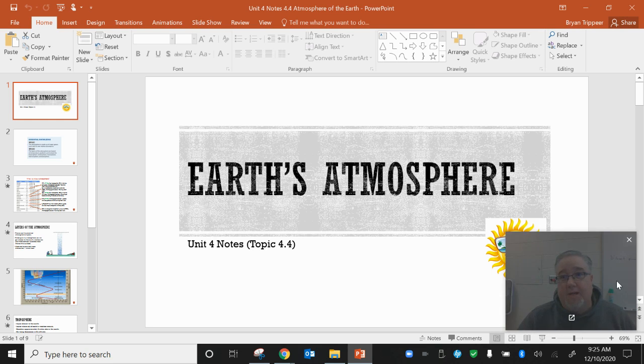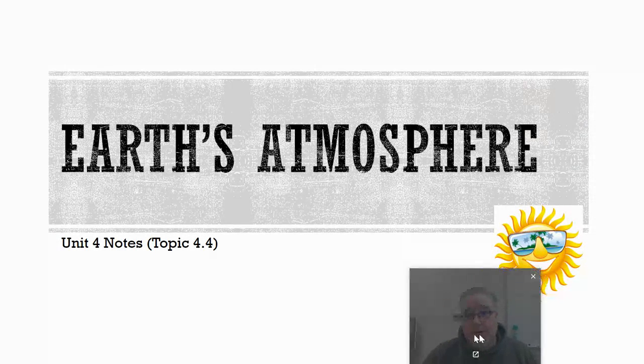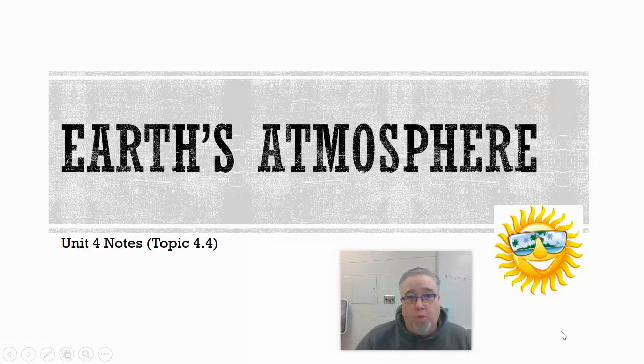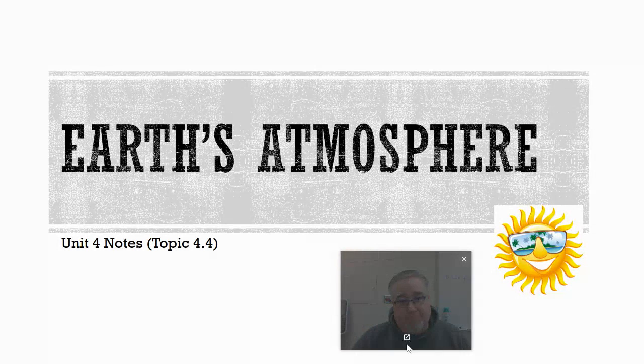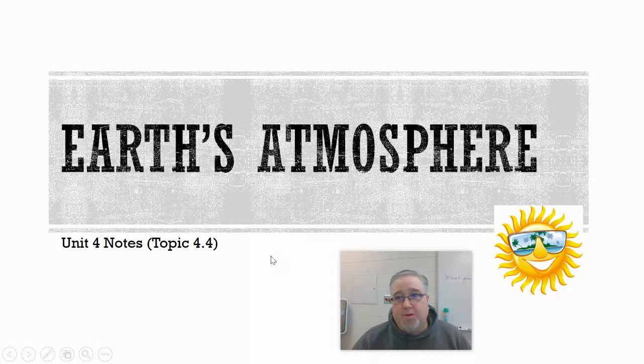Okay, AP Environmental Science. We are moving through Unit 4, and today we're going to discuss topic 4.4, which is on the Earth's atmosphere. This topic, I think, is kind of easy, kind of cut and dry, kind of black and white. There's not a gray area with this stuff, so it should be pretty quick to get through this particular lesson today.